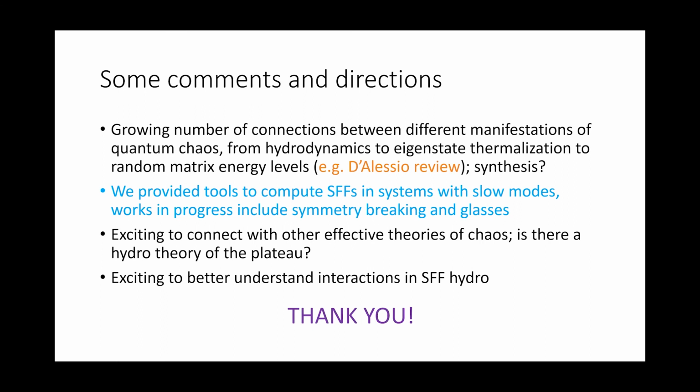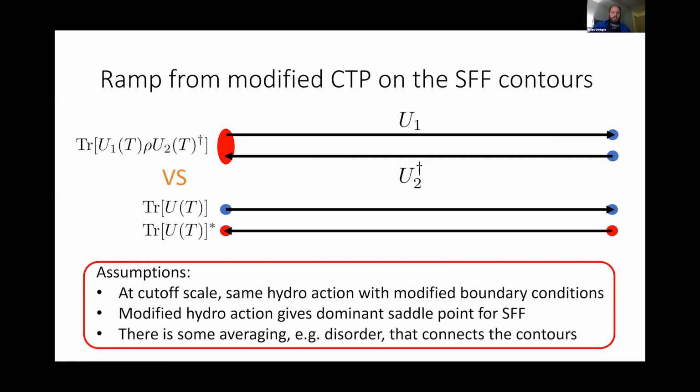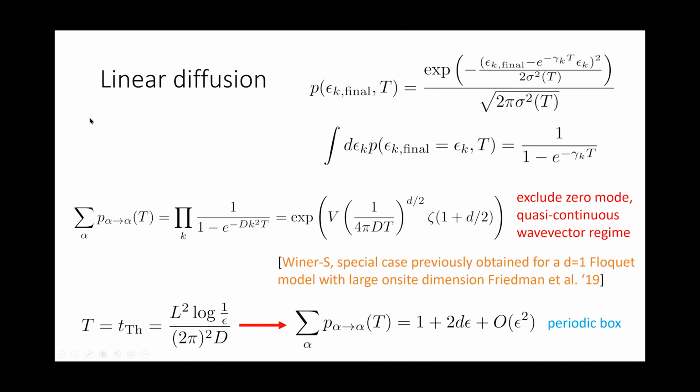I have a question. I got lost on how you derive the Thouless time. My impression is that the hydrodynamic theory you developed is on the ramp, right? Let me look at this slide. Where does the data of the initial decay come from?